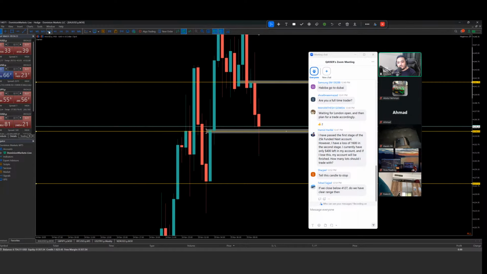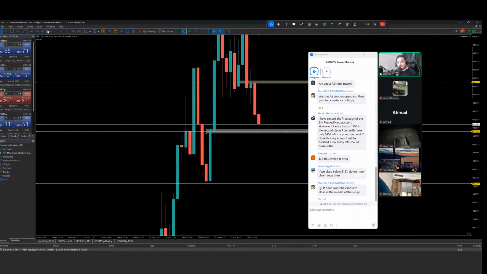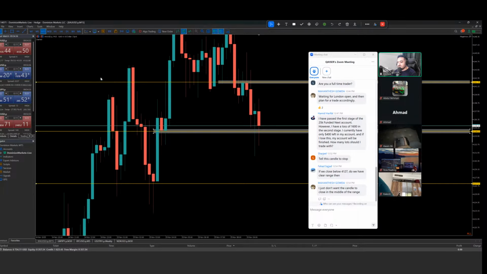So I'm just waiting for this 30-minute, this 50-minute candle to be closed above this resistance area, or at least with a healthy body. Depending on the volume, I can go with my bias. I just don't want a candle to close in the middle of the range.